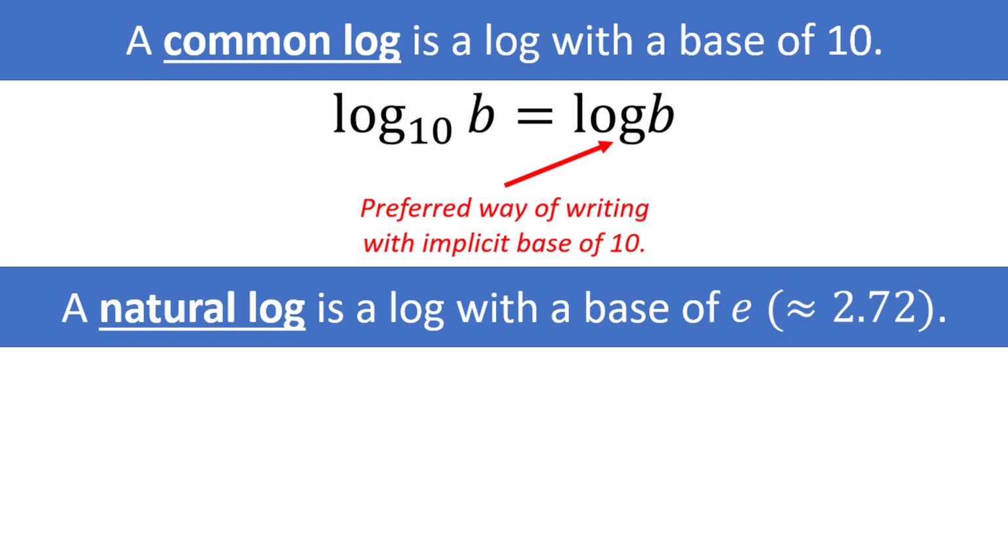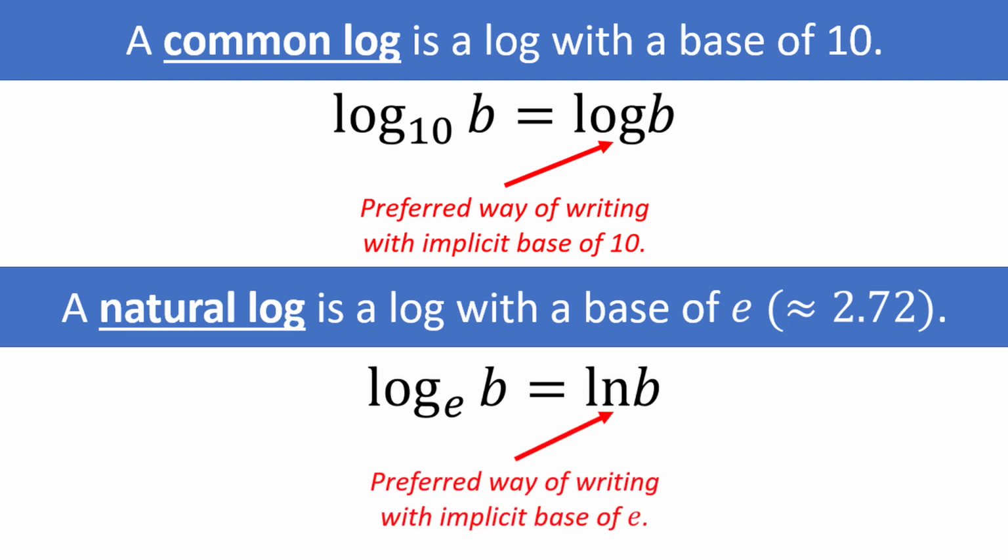We have a special way of writing a log with a base e, which is admittedly slightly strange. Instead of writing log base e of some number b, we write ln of b. So log base e of b is the same thing as ln of b. We call a log with a base of e the natural log. So ln stands for natural log. Don't ask me why it's not nl. I'm not the one who makes this stuff up. So you will never see a log written with a base e like I have on the left. The preferred way of writing a log with a base e is just to use the ln notation.